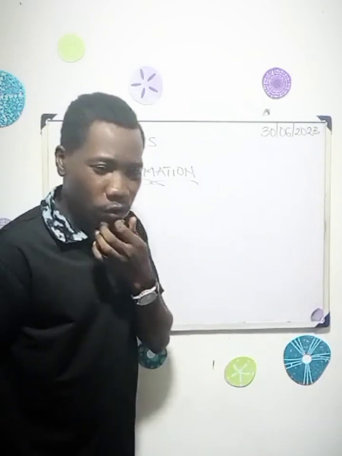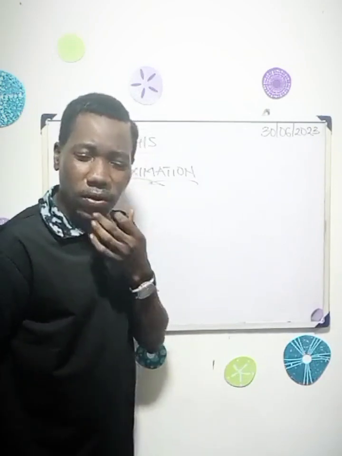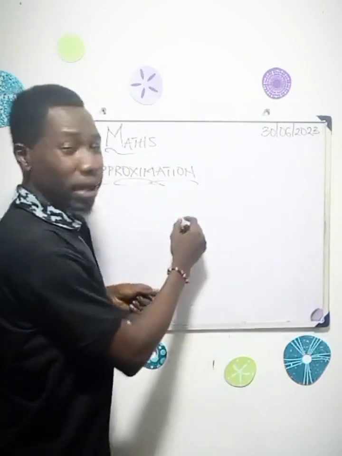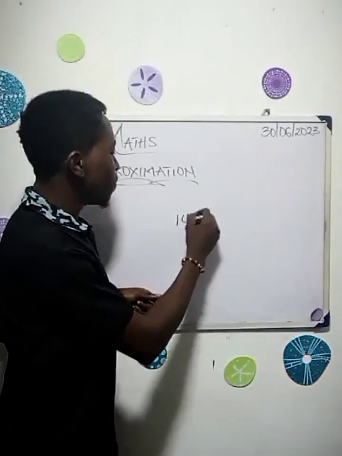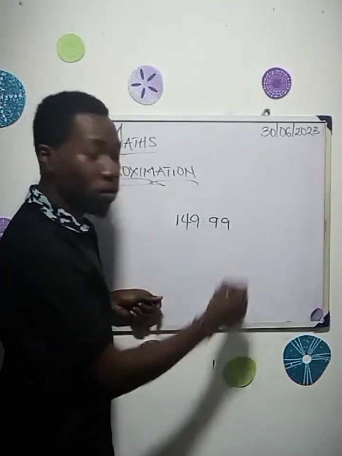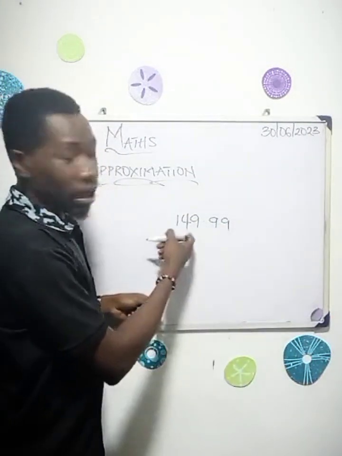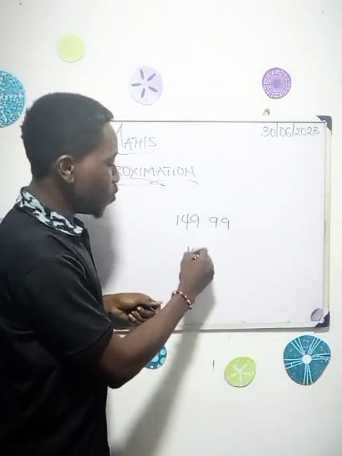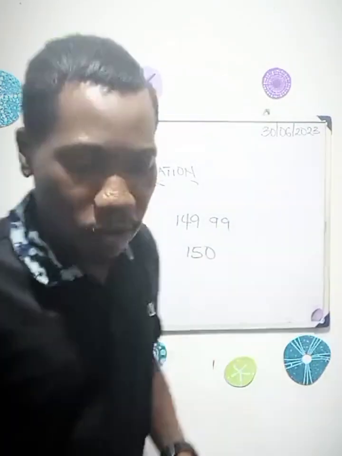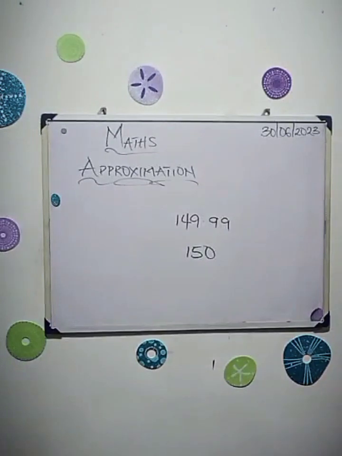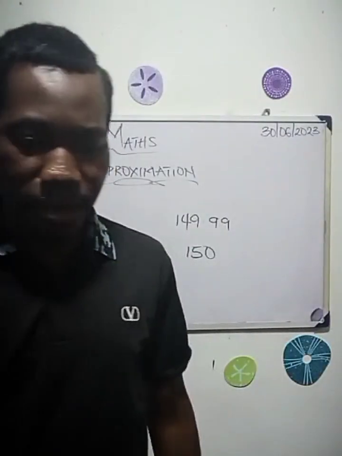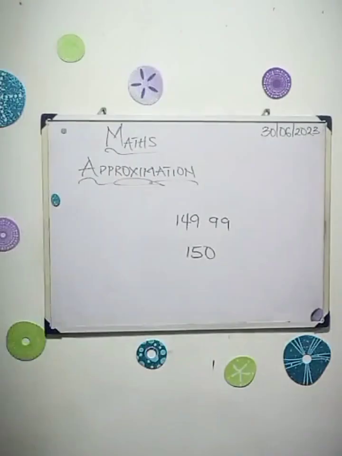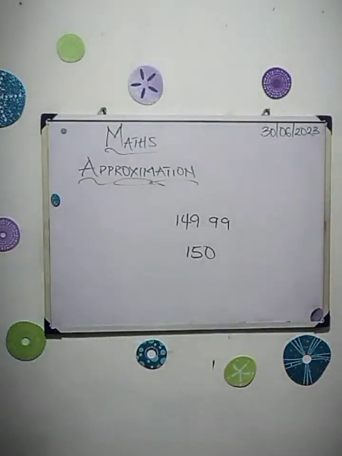Like if you go to a supermarket, for example ShopRite, you buy a bottle of Coke, maybe they tell you it's 149 naira, 99 kobo, or whatever. Now you approximate this amount, at the end of the day, you pay 150. So we do approximation all the time. Approximation is a value, a thing that is similar to another one, but not exactly that one. That's what approximation is.